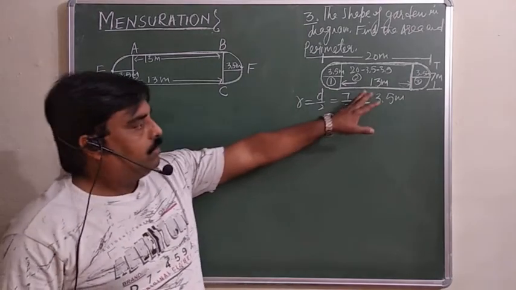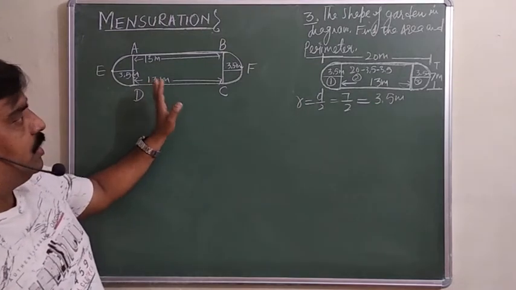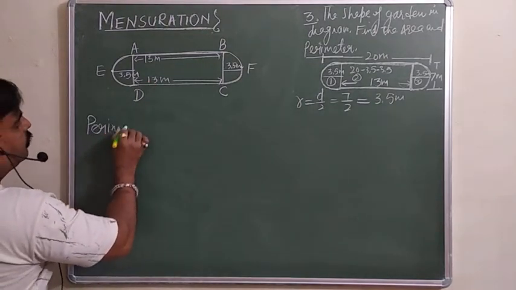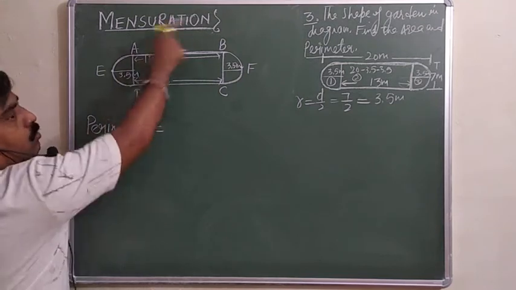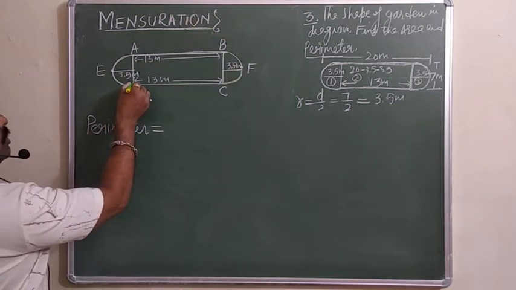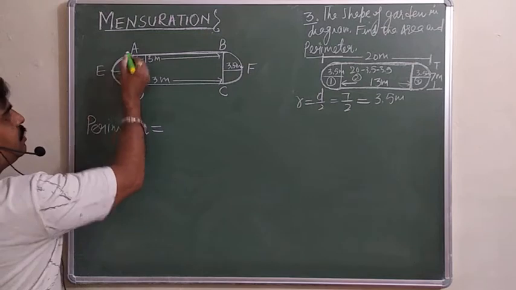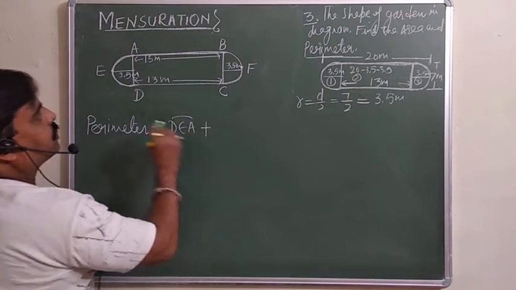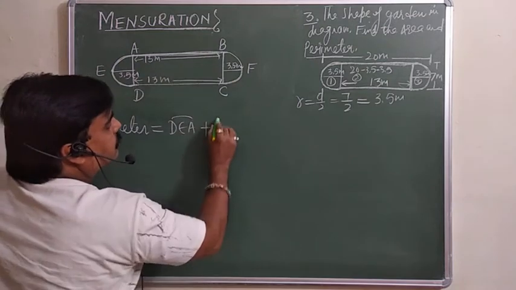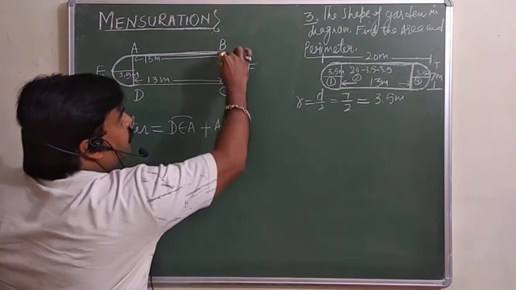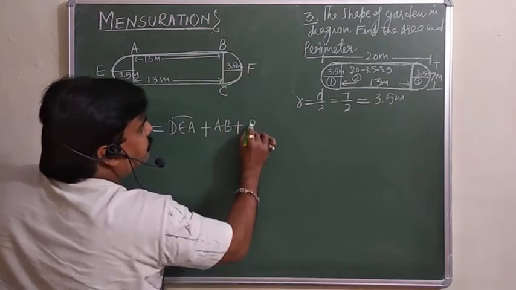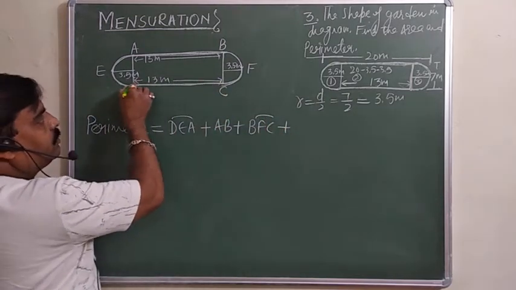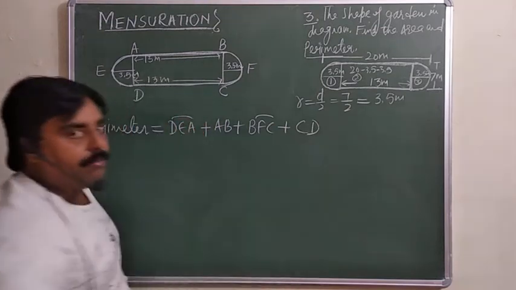Okay, now this figure I have drawn again here. Now we want to calculate the perimeter. Perimeter means the outer boundary. So we will start from here, that is DEA, this arc, plus this length AB, plus BFC, this one, plus this CD. That will give you the perimeter.